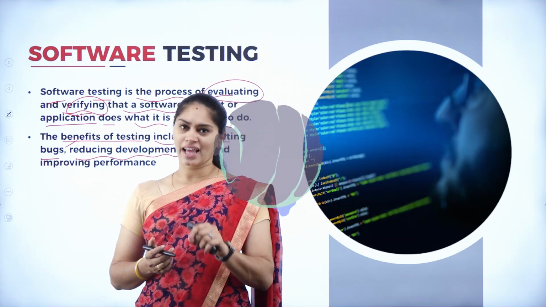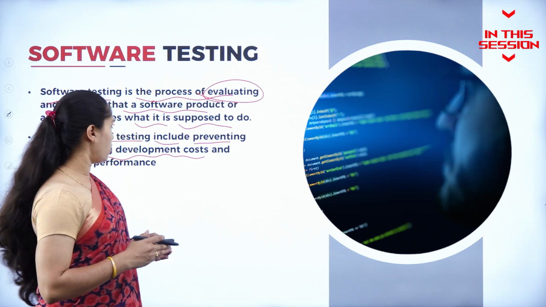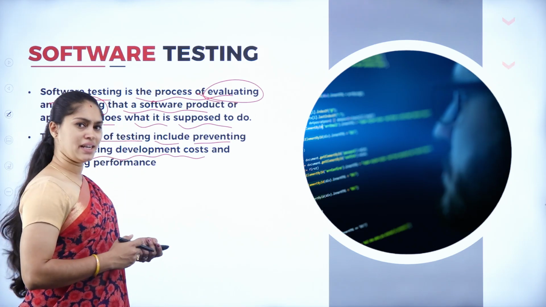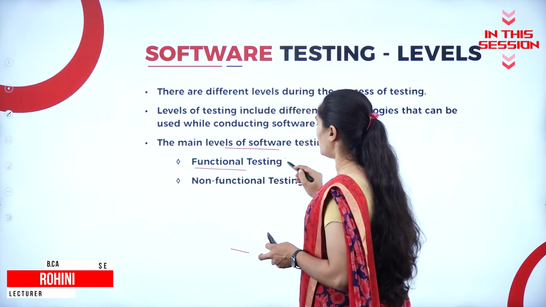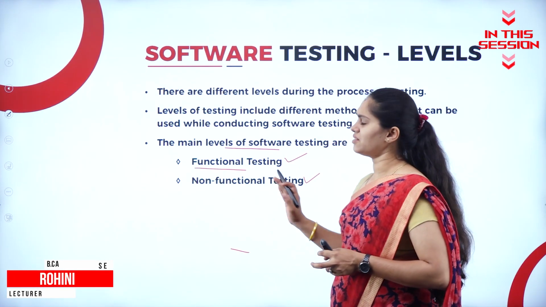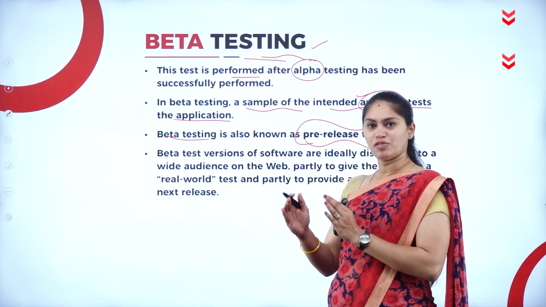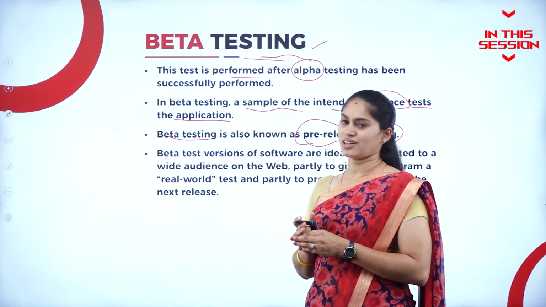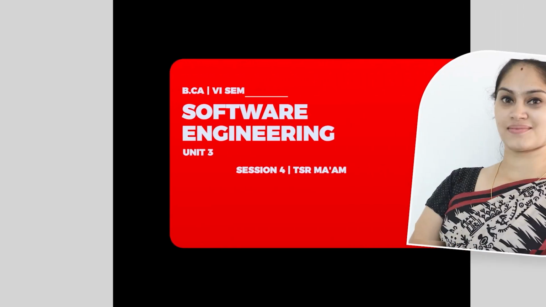If we find errors or bugs at the early stage, then it's also going to be helpful in order to reduce the development cost. We have two kinds or two levels of software testing. One is functional testing and another one is non-functional testing. Before releasing this software or a product to the actual user, they are going to have some set of audience or a user.